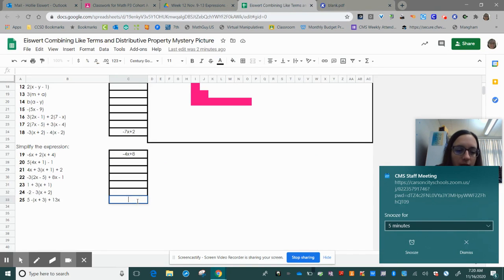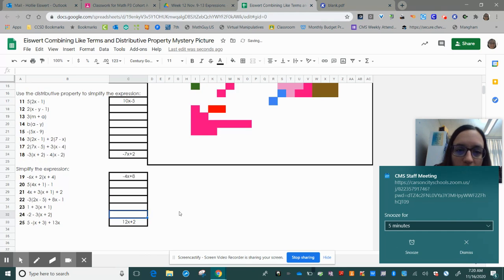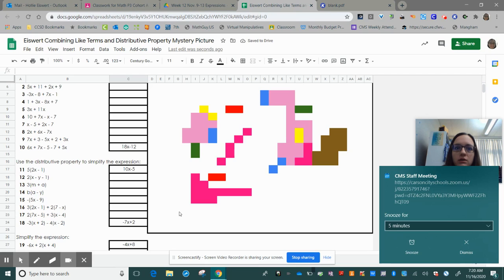Here we go. Okay, let's see. Oh my gosh, look at all those colors. Whoa. All right, the picture is starting to form.